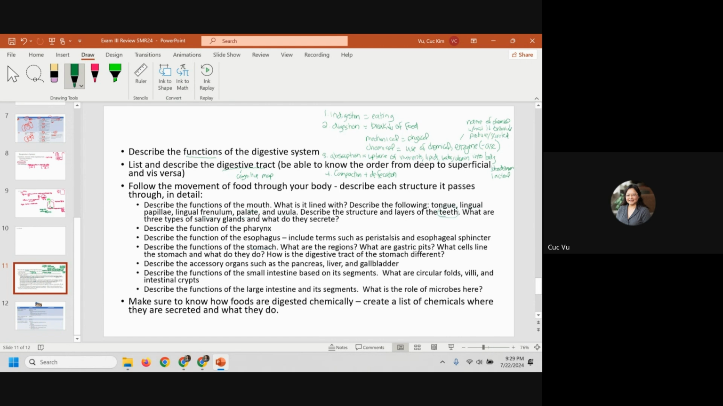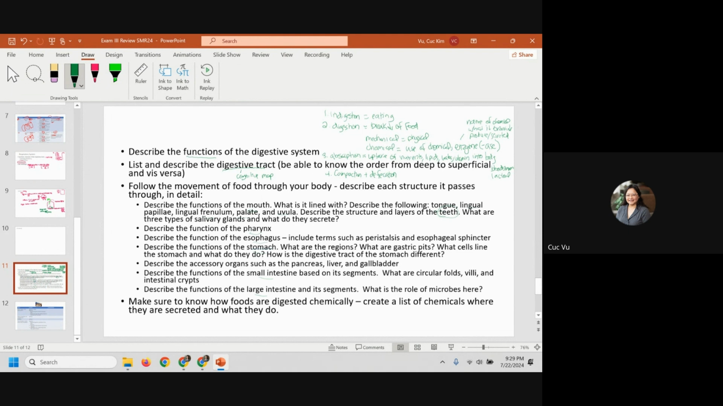You've got the root, you've got the crown, you've got the enamel, the tissues that form them. What's the living tissue of the teeth? What are the salivary glands, what do they secrete? And don't just write down saliva, because you have to know the components of saliva as well. Know the pharynx, know the esophagus, the stomach, the small intestine, the large intestine, until finally it exits the body. Okay, so take a look at these questions and be able to answer them in general.